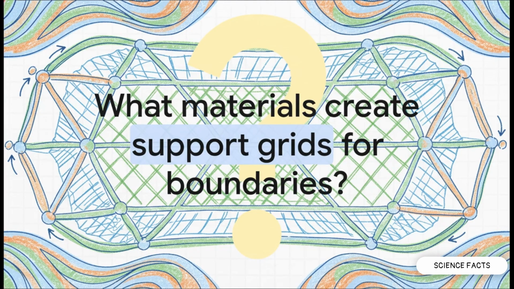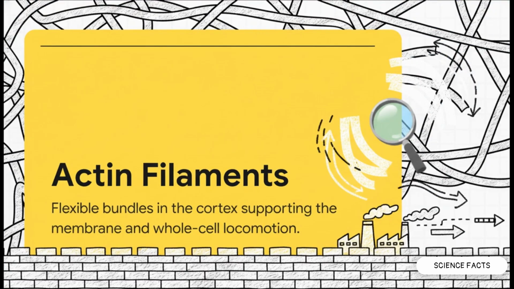Okay, moving right along to our second emergency drill question. What flexible building materials create the two-dimensional and three-dimensional support grids that reinforce the factory's outer boundary and allow for whole cell locomotion? And the answer is actin filaments. These dynamic linear bundles form gels and networks right in the cortex beneath the plasma membrane. They're adaptable city walls that protect us and let the whole factory migrate when it needs to.